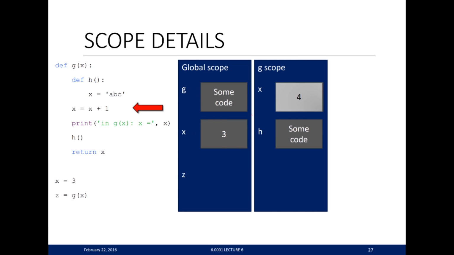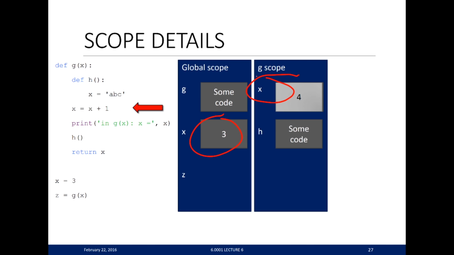And then what do I do? I create a binding for x, and notice what happened. I say get the current value of x, which was 3, add 1 to it, and then change the binding for x in the scope of g, because that's where I'm doing the work. So it's changed that binding for x, but not this one over here, which is still 3. And then I do the print statement, which is why it says in g of x, x has got the value 4, because in fact I see this value of x over here.